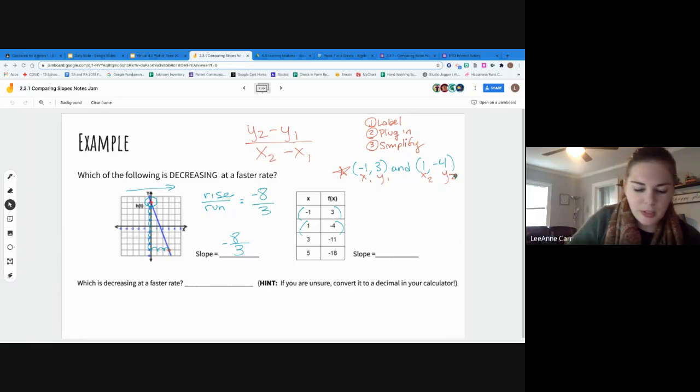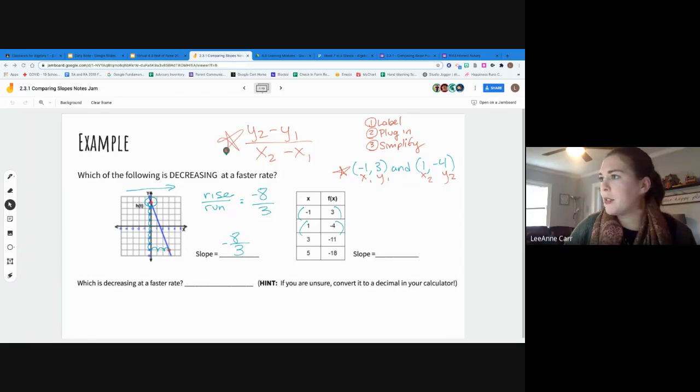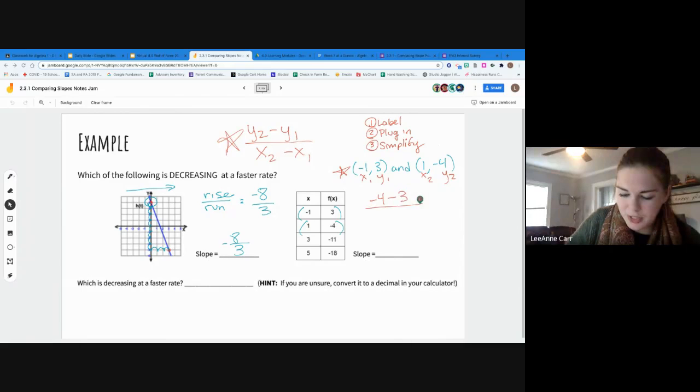So according to my formula up here, what's my Y2 value then, sir? -4. Yep, so we're gonna do -4 minus my Y1 value, which is? 3. Yep. And then for our X2 value, we do 1 minus our -1 value for X1. Now help me out, Emery. In the denominator, I now have 1 minus -1. How could I rewrite that? 1 plus +1. Yes, good job.